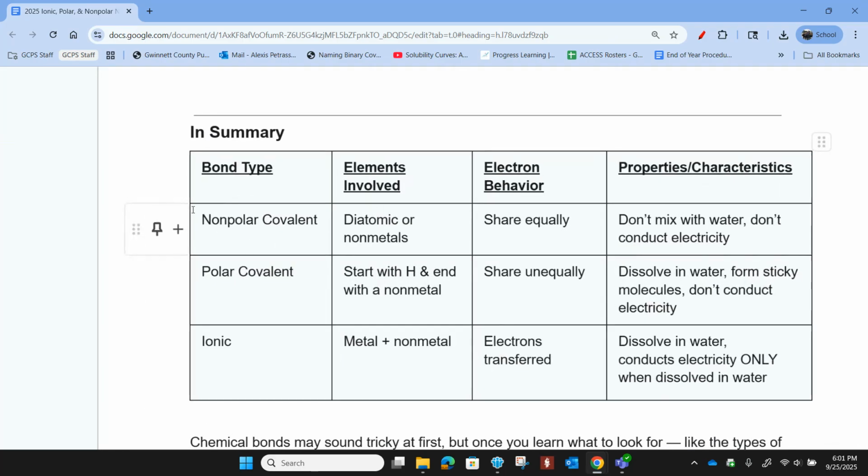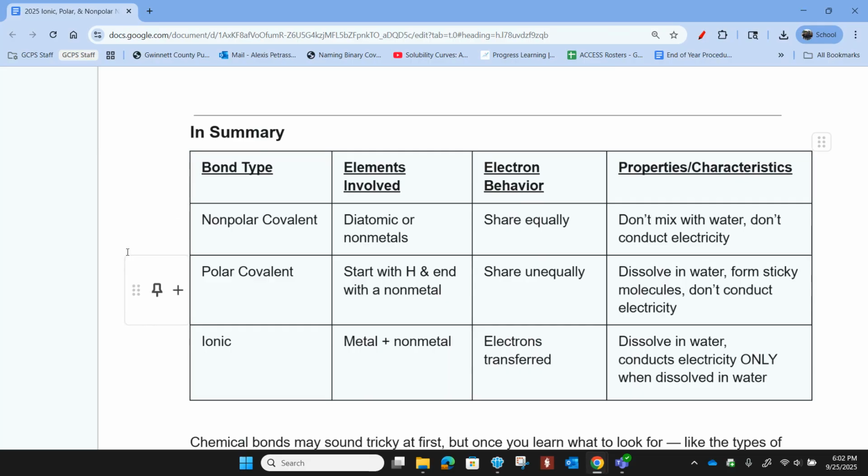Okay, so summary, nonpolar, diatomic, that means like two of the same element, or two nonmetals with the same electronegativity. Electron behavior, they share equally. That's a big one. And then properties, characteristics, do not mix with water. They do not conduct electricity.